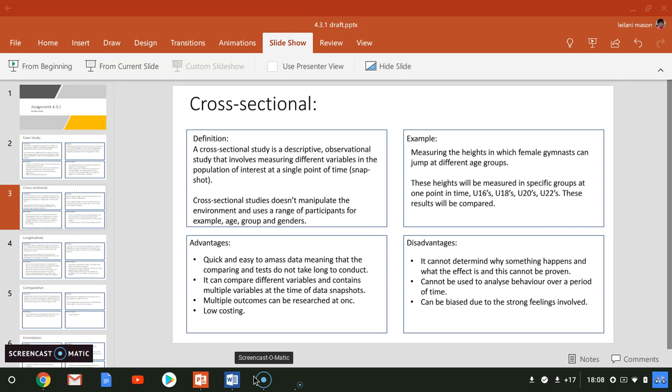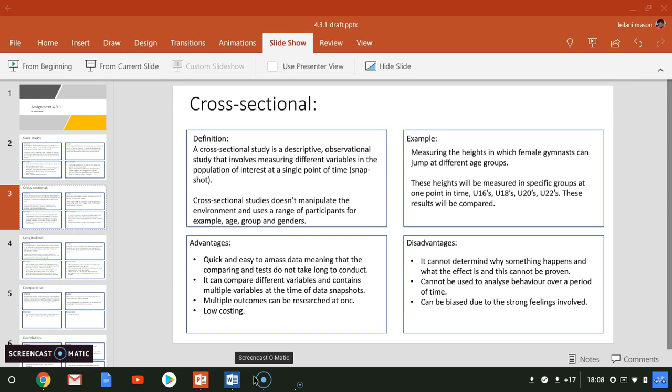An example linking to gymnastics of a cross-sectional study is measuring the heights at which female gymnasts can jump at different age groups. So they will be measured at the age of under 16, 18, 20 and 22. This is a cross-sectional study because they're being measured in specific groups, not being measured over a period of time. The advantage of this is it is quick and easy to amass data. This means that the comparing and the test does not take long to conduct, because the results can be collected there and then.